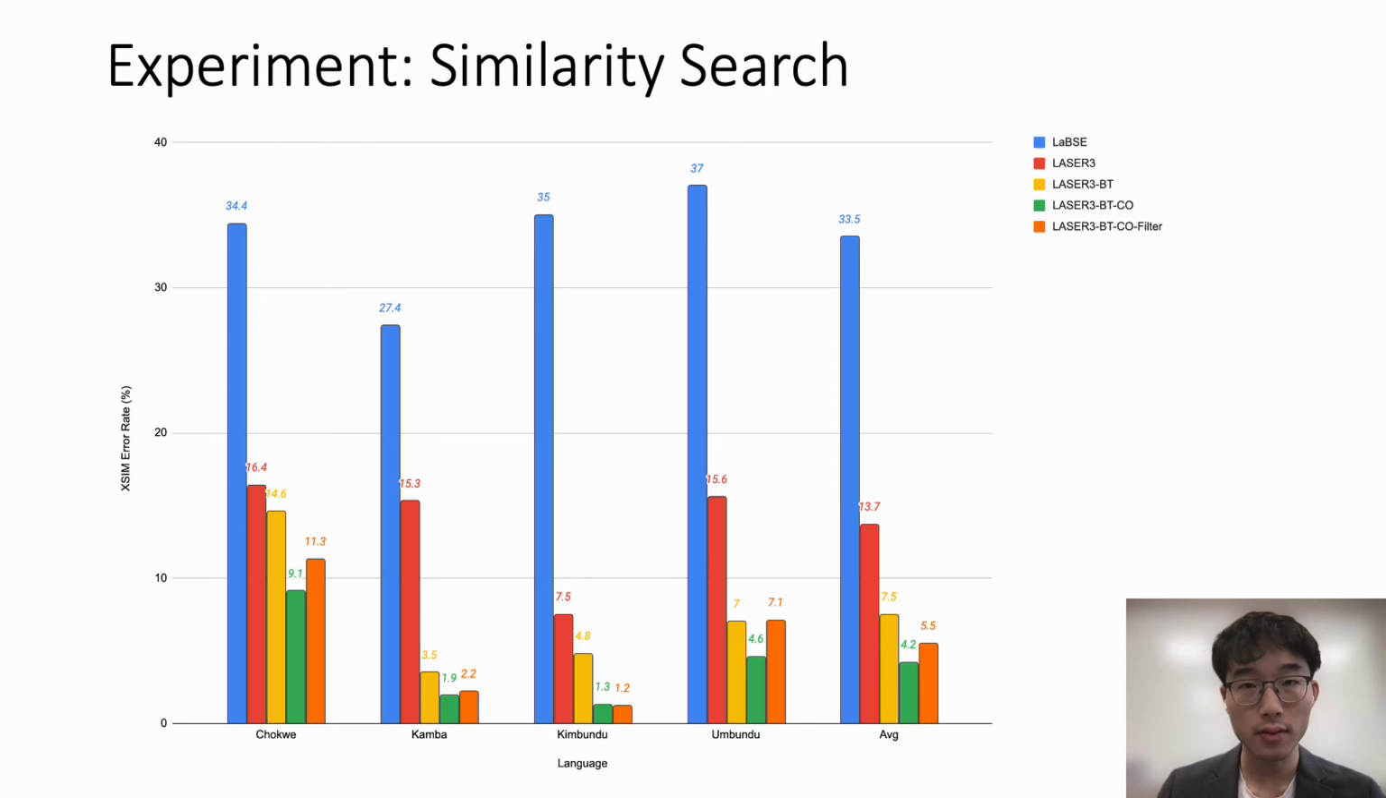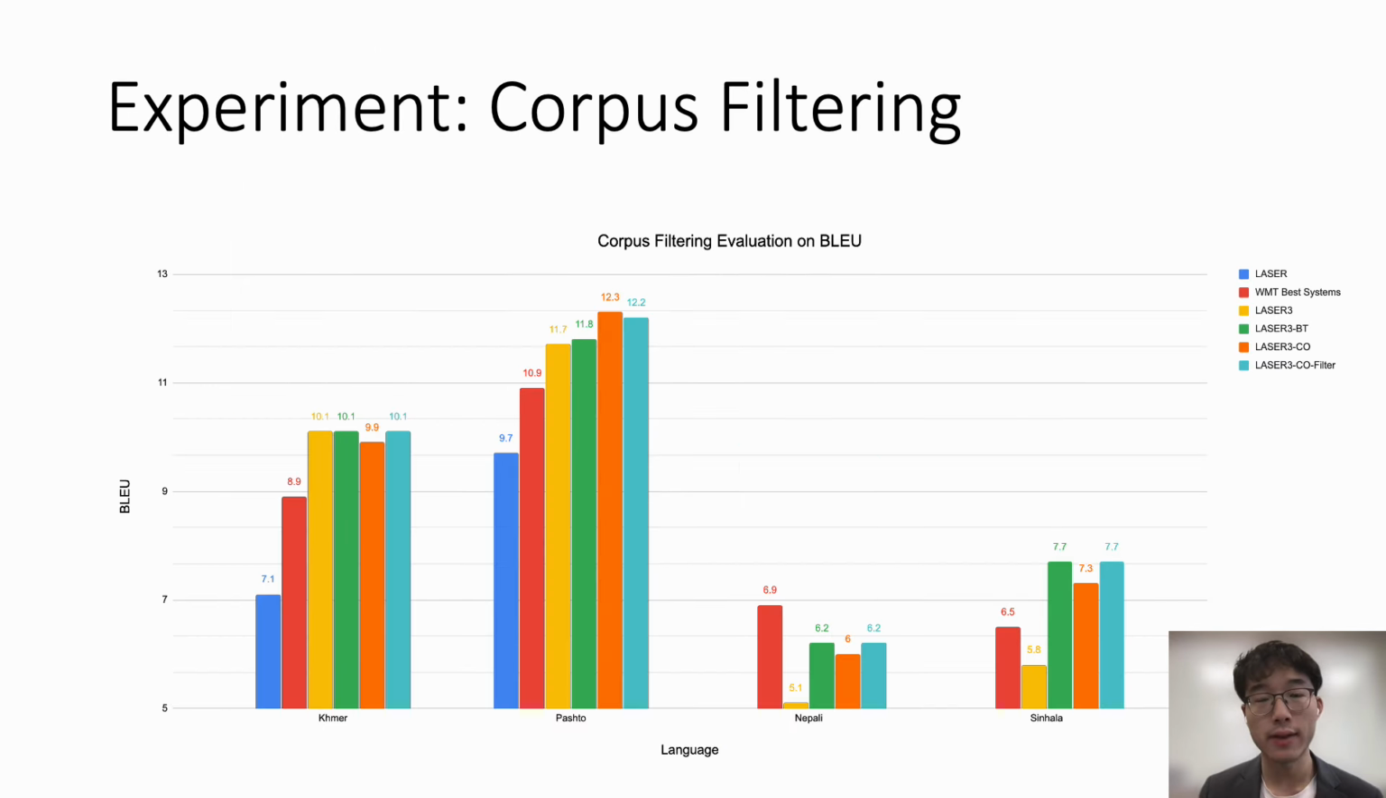Another experiment that we have done is corpus filtering, where we are given a large and noisy corpus for different languages, and we're trying to filter out the noisy data from the corpus and use the remaining clean data to train a machine translation system that is evaluated on Flores test data, and we report the BLEU score here.